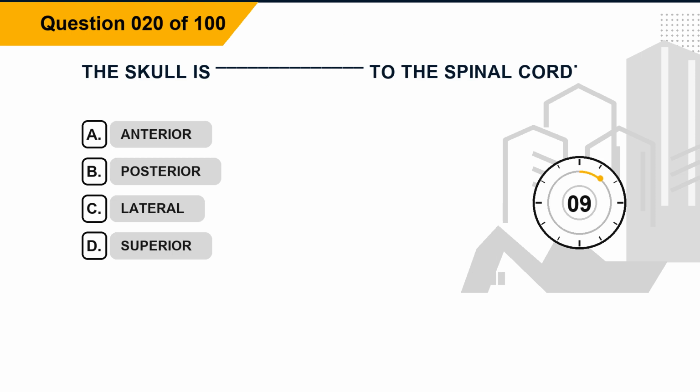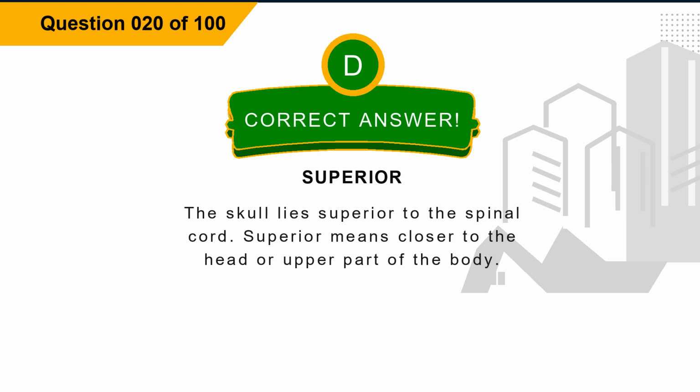Question 20. The skull is blank to the spinal cord. Option A, anterior. Option B, posterior. Option C, lateral. Option D, superior. The correct answer is option D, superior. Explanation. The skull lies superior to the spinal cord. Superior means closer to the head or upper part of the body.